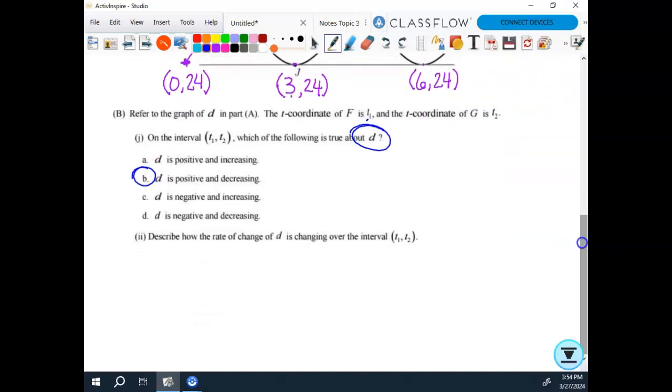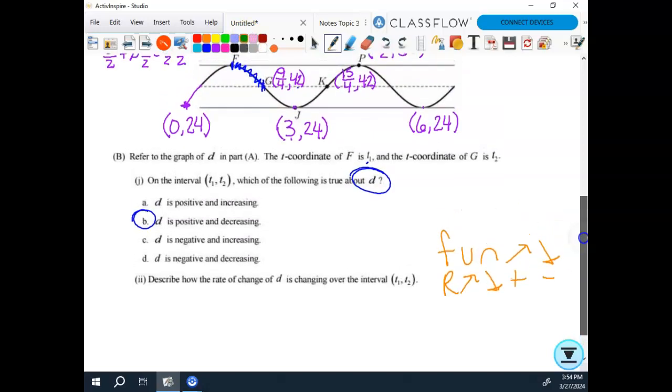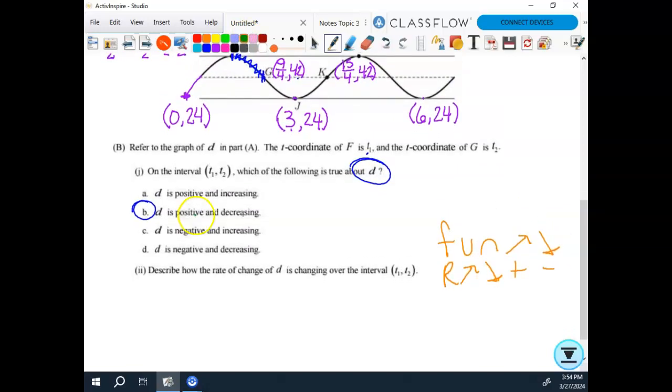We are concerned about the rate of change here, though. So here we do need our fun chart. And I want to know how the rate of change is changing over this interval. So on this interval, the function, we just said it is positive and decreasing, okay, but it's also concave down. It's concave down and decreasing, which tells me my rate is decreasing and negative.